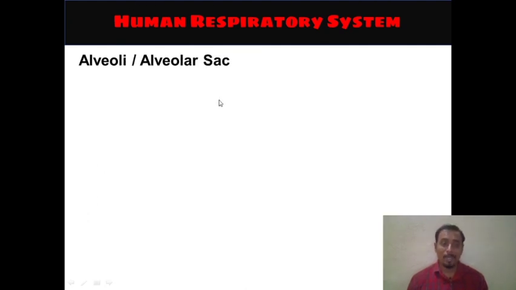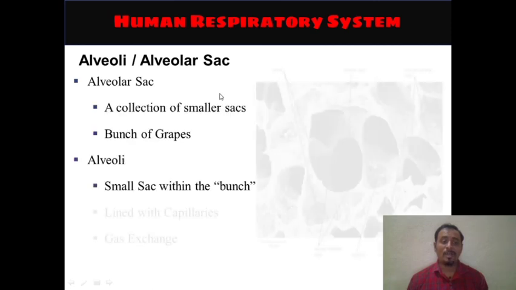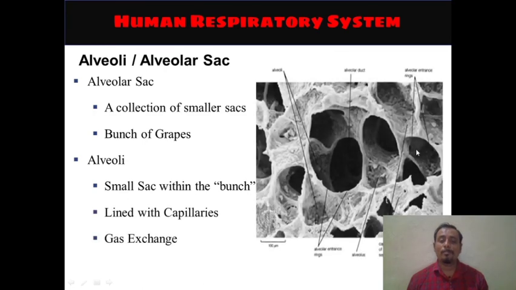Let's see alveoli and the alveolar sac. The alveolar sac is a collection of smaller sacs which is like a bunch of grapes. Alveoli are the small sacs within the bunch. Within that bunch of grapes, a single grape structure is a single alveolus. So this is the end of the second lecture. Thank you for watching.